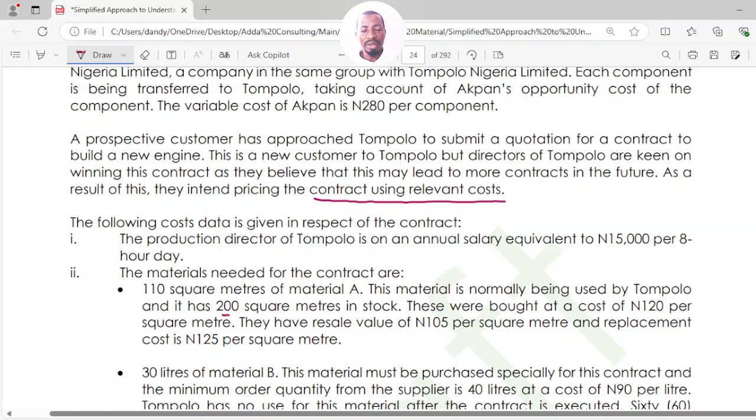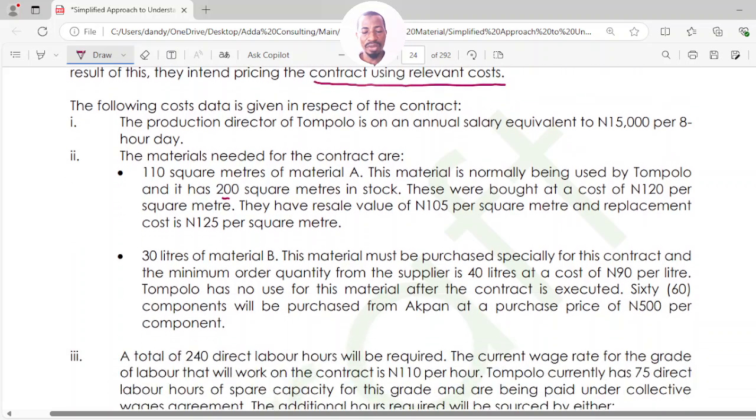Therefore, for me to get the cost of the material, I will say 110 multiplied by 125 naira per square meter. That will give me the total cost of material A that I will consider. So the examiner has told you that the material is normally being used. When the material is in frequent use and will be replaced, it means once you are given replacement cost, the material will be replaced. Therefore, you are replacing the entire 110. So 110 multiplied by 125 naira. So you have your answer for that.